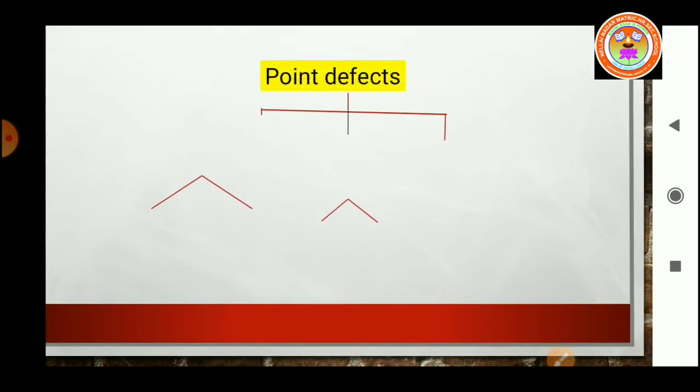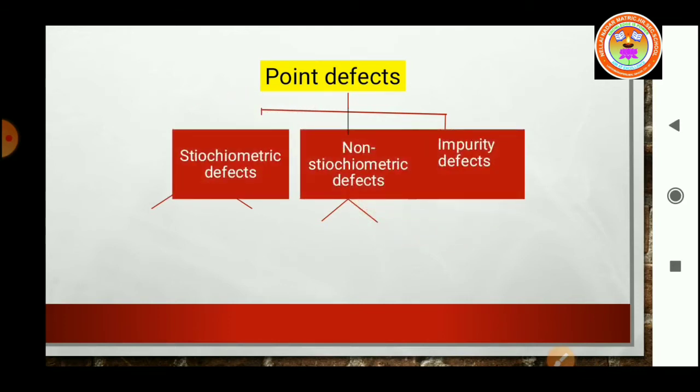These point defects are further classified into 3 types. One is stoichiometric defects, the second one is non-stoichiometric defects, and the third one is impurity defects. Stoichiometric defects are further classified into 2 types: one is Schottky defects, the second one is Frenkel defects. Non-stoichiometric defects are also further classified into 2 types: one is metal excess defects, another one is metal deficiency defects.